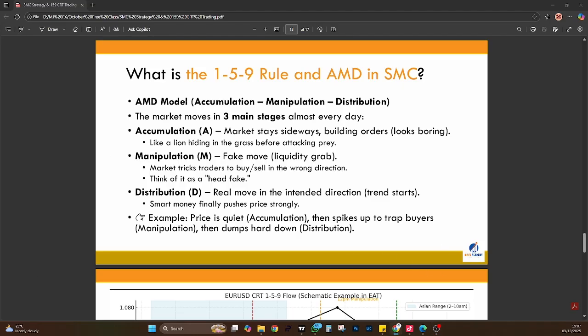AMD stands for accumulation, manipulation, and distribution. If you remember yesterday, we said that every time the market is doing three of these things, it is either accumulating, or manipulating, or distributing. The moment you understand this, it becomes easier for you to not only trade, but to trade profitably.